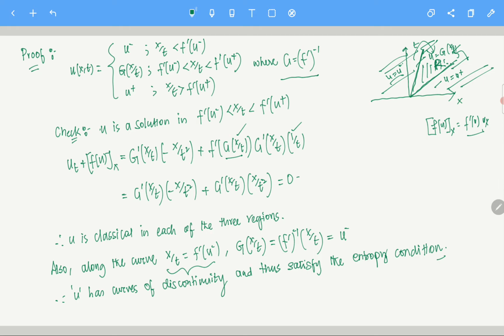So yeah, it is done. It satisfies the entropy condition, and it is classical in each of the regions. So there is nothing else to do. It is going to be a weak solution. Hence u is a weak solution and we are done. So maybe I can end it here. The theorem. I hope this is clear.